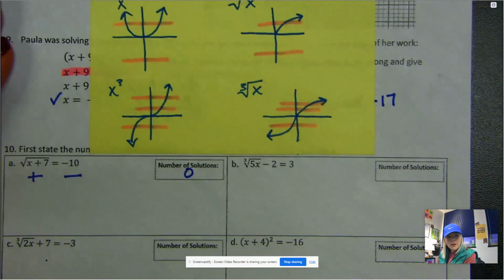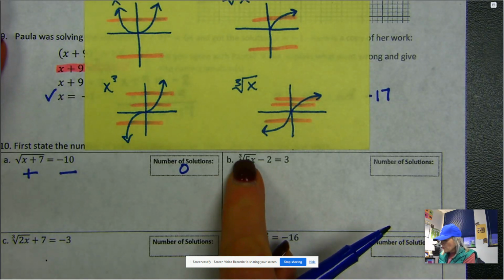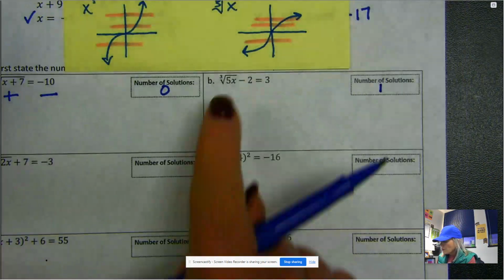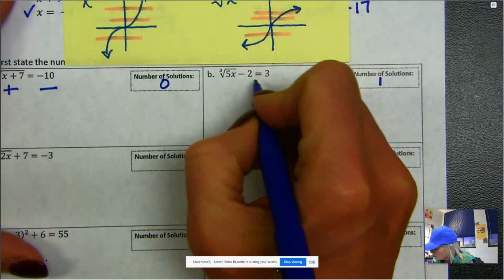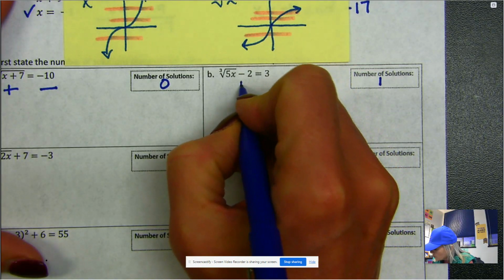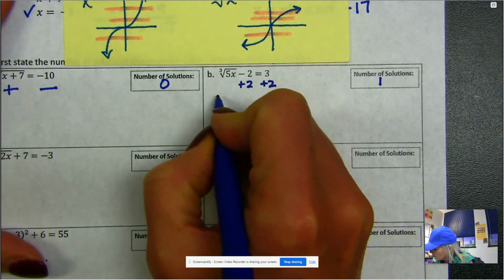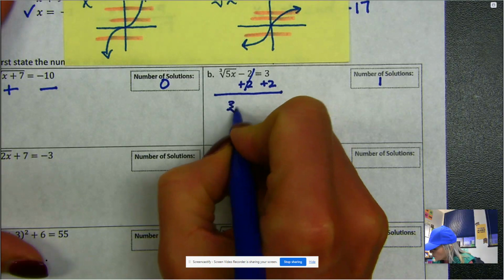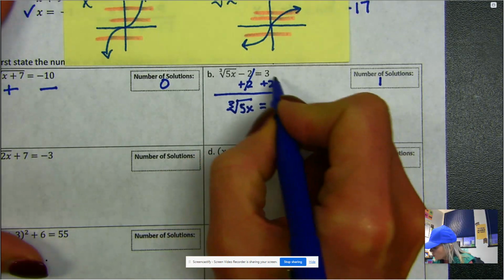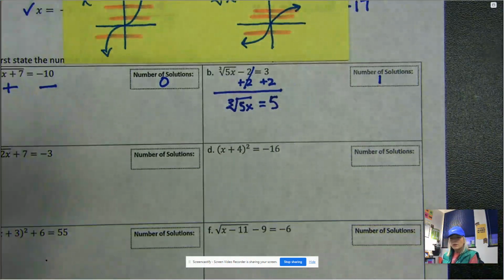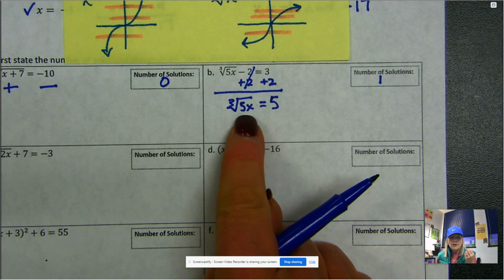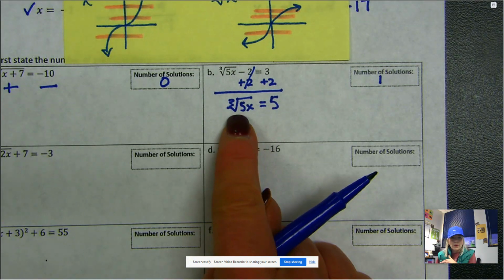Okay? On B, it's a cubed root equation. These always have one solution. Let's find it. So I have to get this cubed root of 5x by itself first. I'm going to do that by adding the 2 to both sides of the equation. So that's 0, and I have the cubed root of 5x is equal to 3 plus 2 is 5.